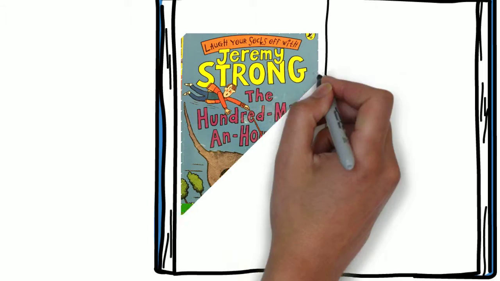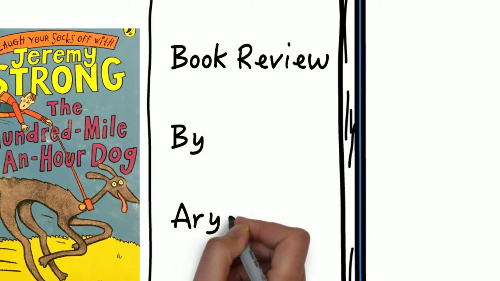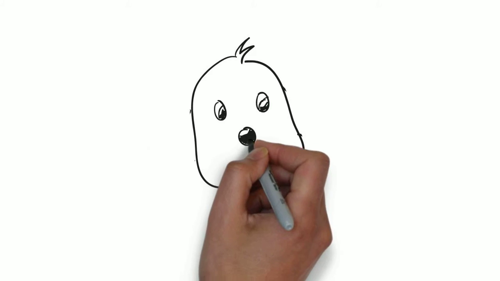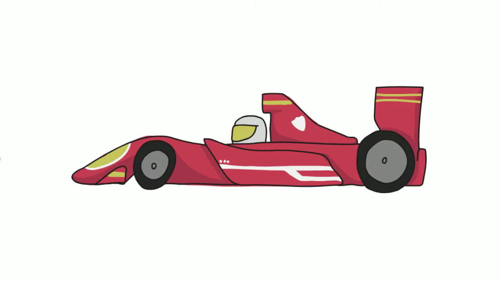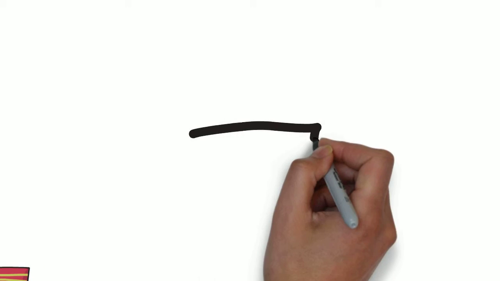Today I'll be doing a book review on Jeremy's Dog, the 100 mile an hour dog. I personally think this book is 8 out of 10 stars. Here's a dog called Streaker. He has a lot of greyhound blood, a bit of Ferrari, and a chunk of Warren, and the owner, Trevor.